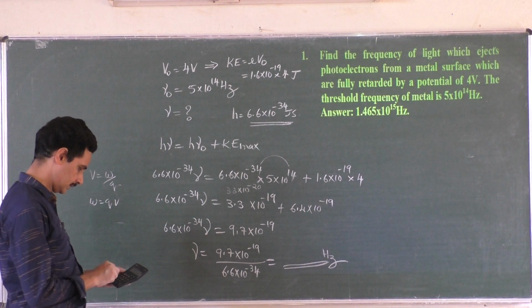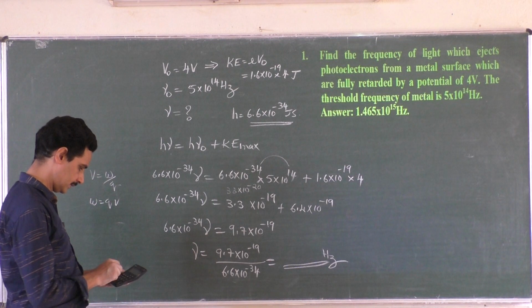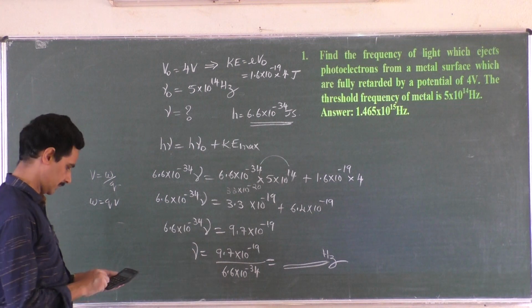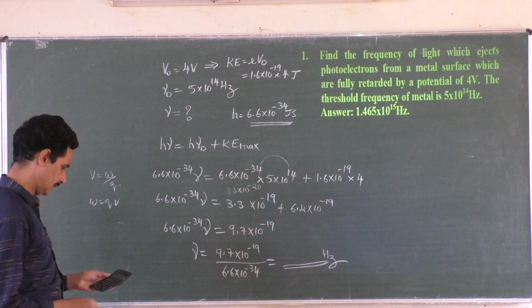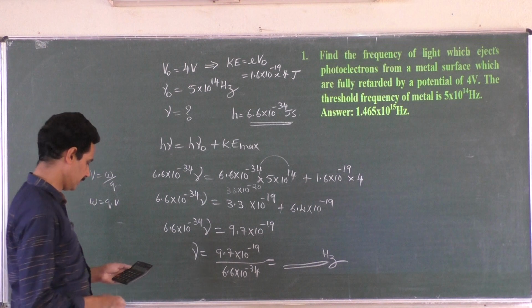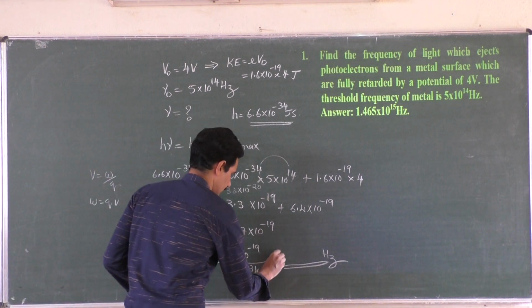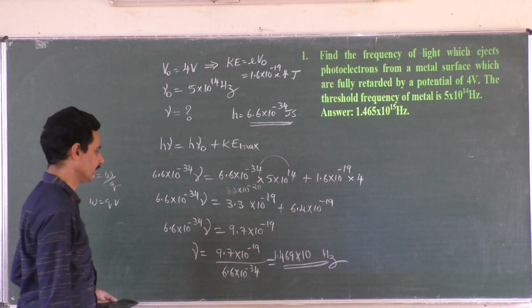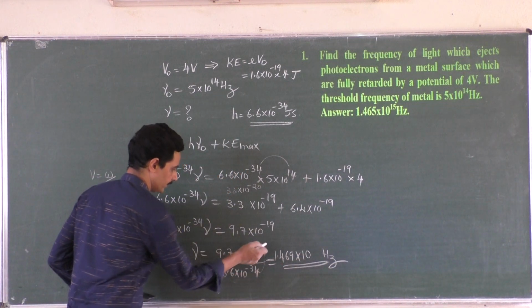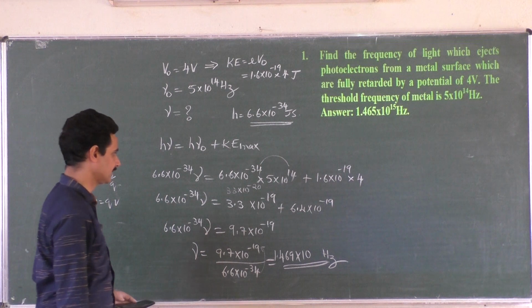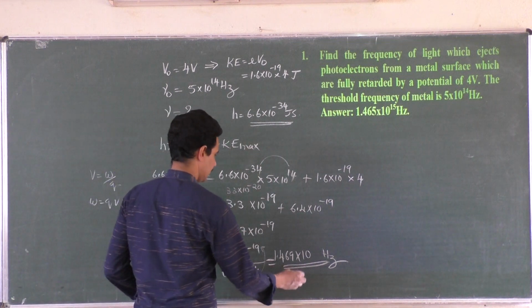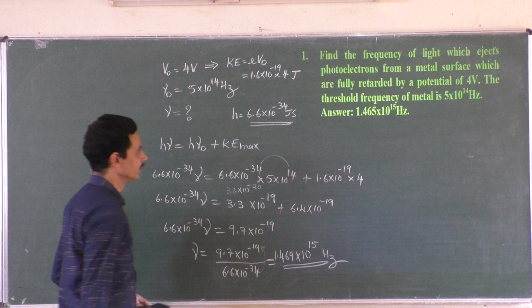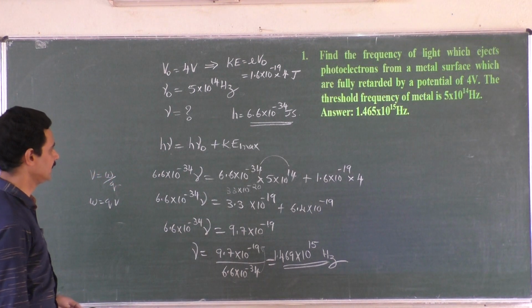9.7 divided by 6.6, that comes to 1.469 into 10 to the power, this is plus 34, plus 34 minus 19, 15, right, 10 to the power 15 hertz. But what is the incident frequency?